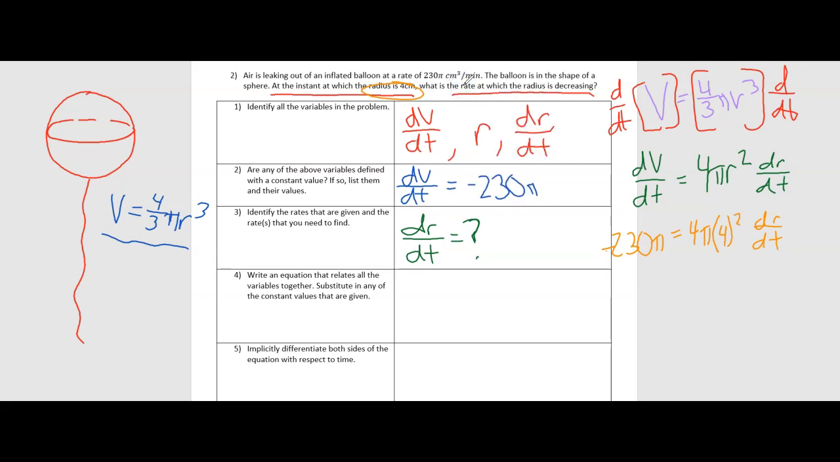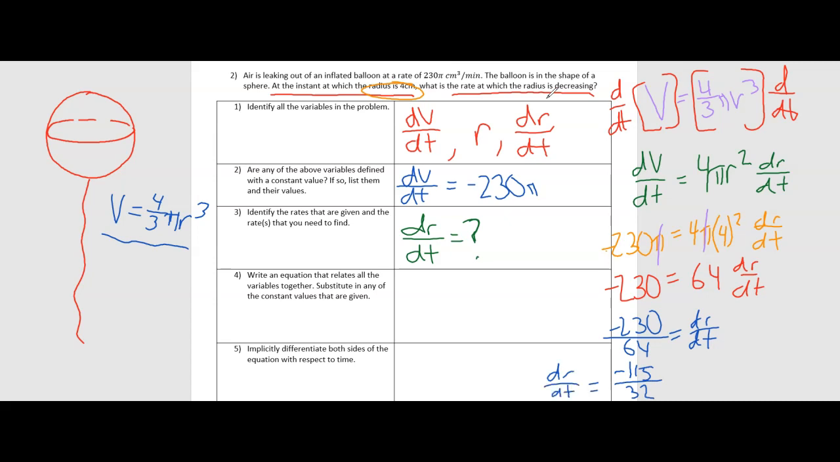Now I can see that I have a pi on each side as a factor, so I can simplify. And I can simplify my 4 times 4 squared. So negative 230 equals 4 times 16, which is 64 dr dt. And we're just going to divide both sides by 64. So negative 230 divided by 64 is equal to dr dt. And I can divide both my numerator and denominator by 2 to get negative 115 over 32. This is my dr dt.